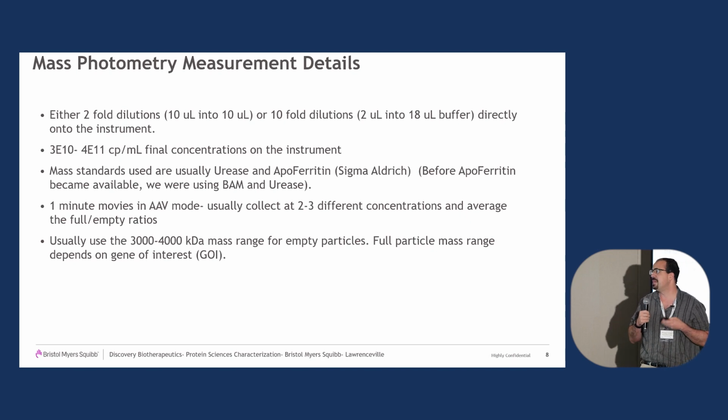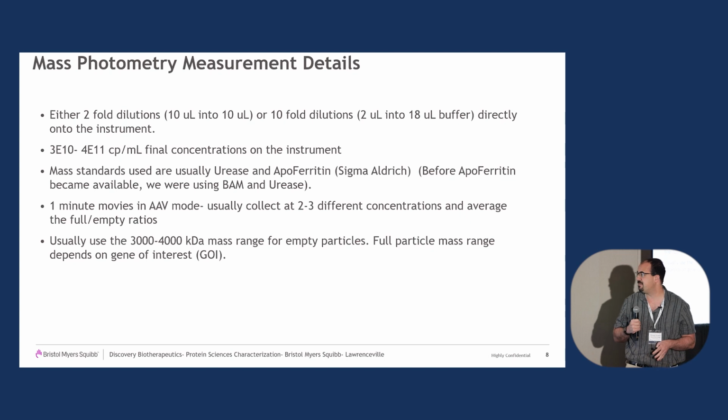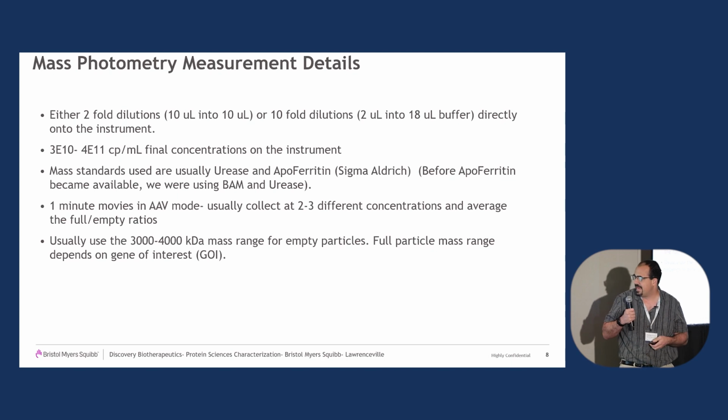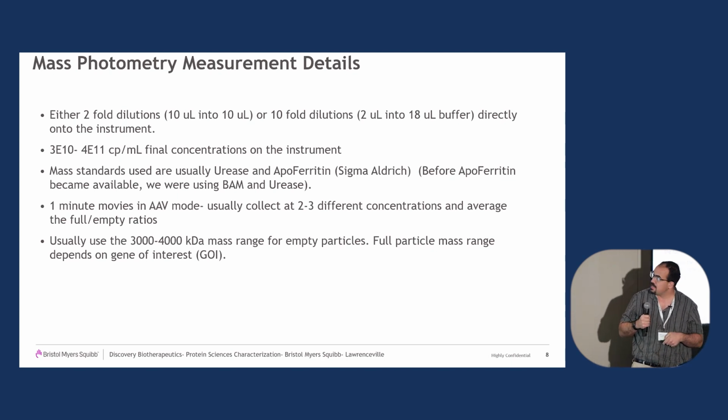We're usually collecting 1-minute movies. We're collecting at 2 to 3 different concentrations, and we average the full empty ratios. And we're usually using the 3,000 to 4,000 kilodalton mass range for empty particles, which could shift upon serotype. And then the full particle mass range depends on the gene of interest.